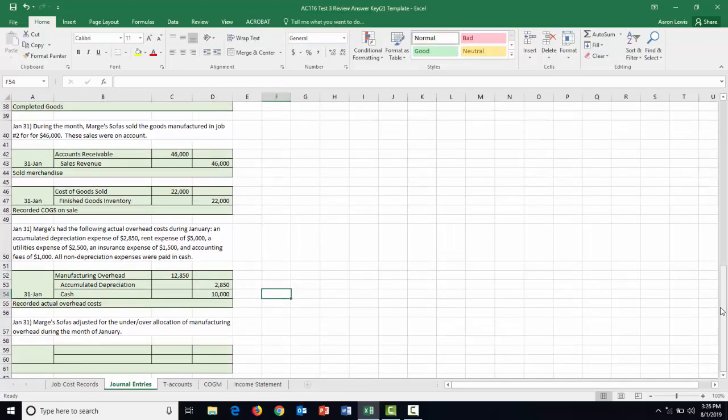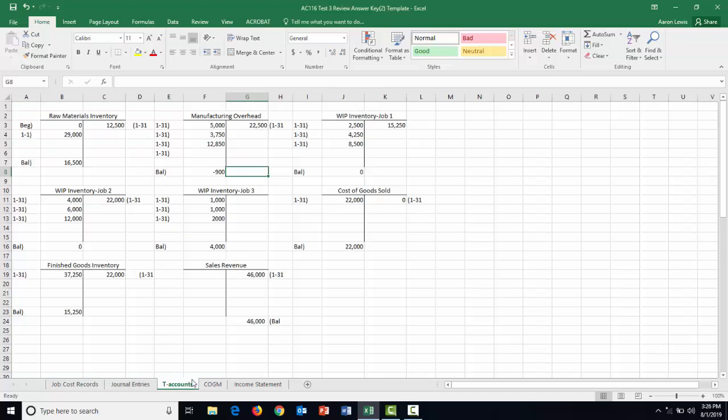And in our last entry, we have Marge's sofas. They have to adjust for the under-over allocation of manufacturing overhead during the month of January. And to properly do this, you're going to need to fill out your manufacturing overhead T account. I already have it set up in here. I trust you guys know how to do T's. This is the point when you're going to have to do your T accounts to figure this out.